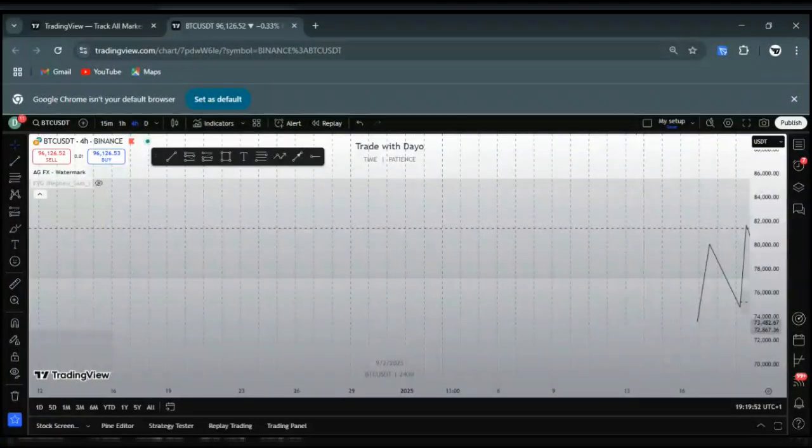So a zone can either be an imbalance zone, it can either be an order block zone, a demand zone or a supply zone, or it can also be a breaker block. If you're having difficulties understanding what these terms are, you can go to my previous videos, to my old videos, and check them out.